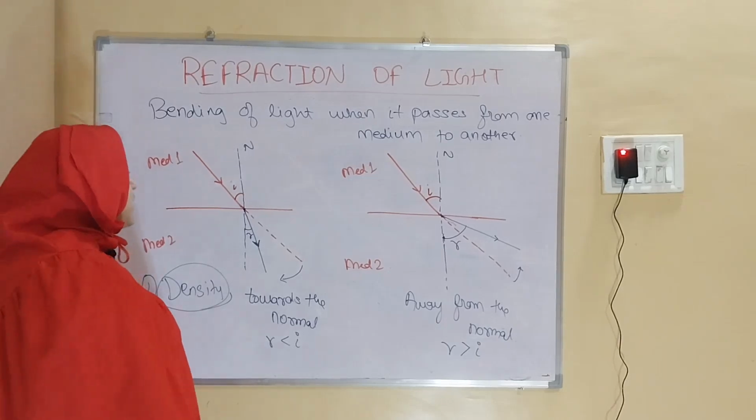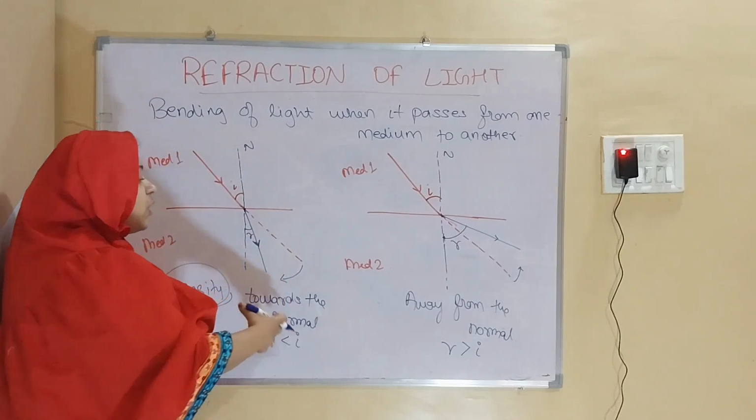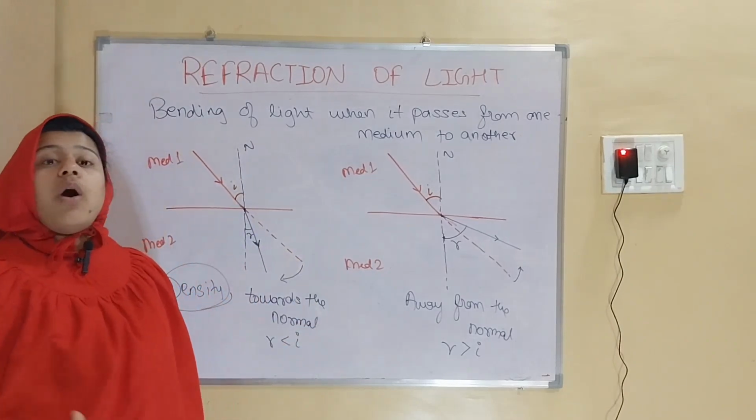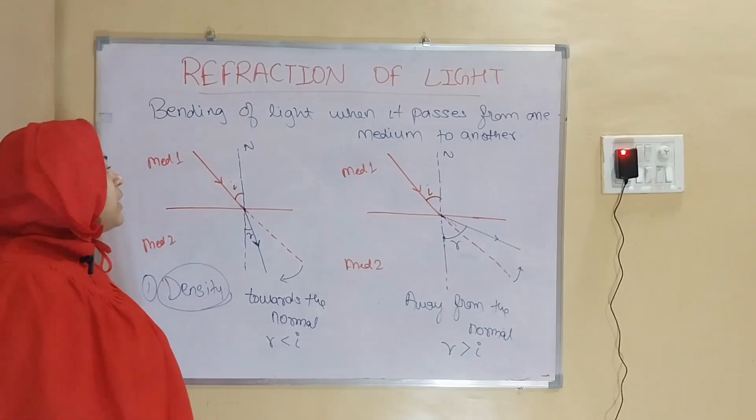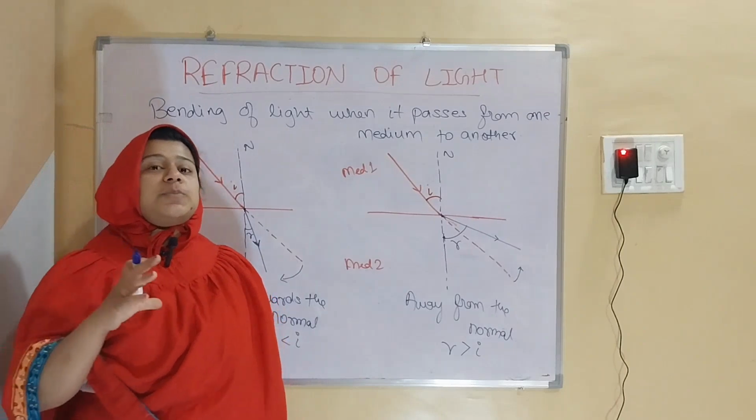So the optical density of a medium decides whether the light will bend towards the normal or away from the normal. Now what is this density? So we know that mass density, what is mass density? It is mass per unit volume.